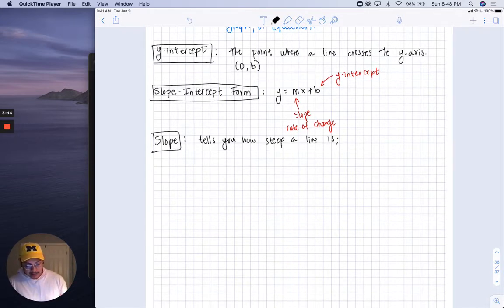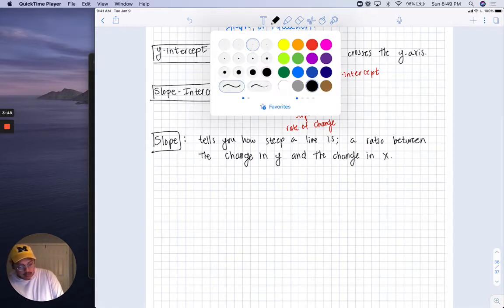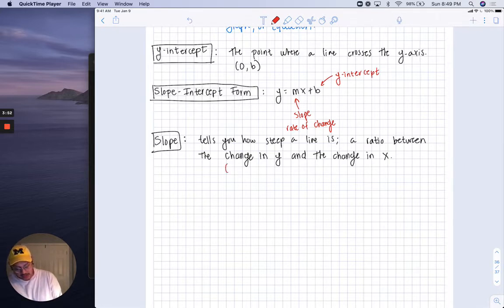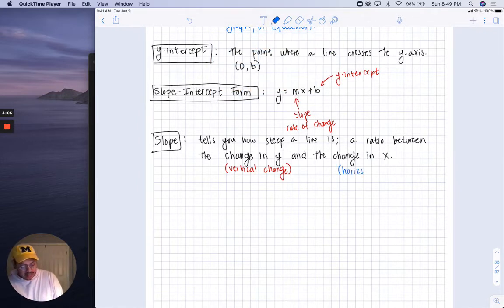What I also want to add to this, and here we're going to get a little bit more mathy and technical, is that we define the slope as a ratio between the change in y and the change in x. I'm going to add some things in parentheses here. Change in y we could also refer to as vertical change, and change in x we'll refer to as horizontal or sideways change.